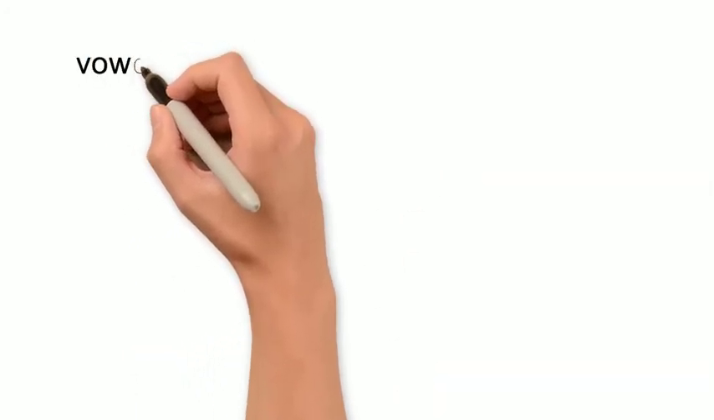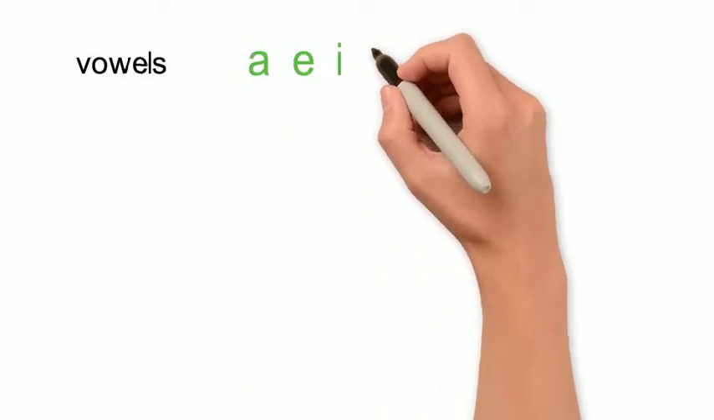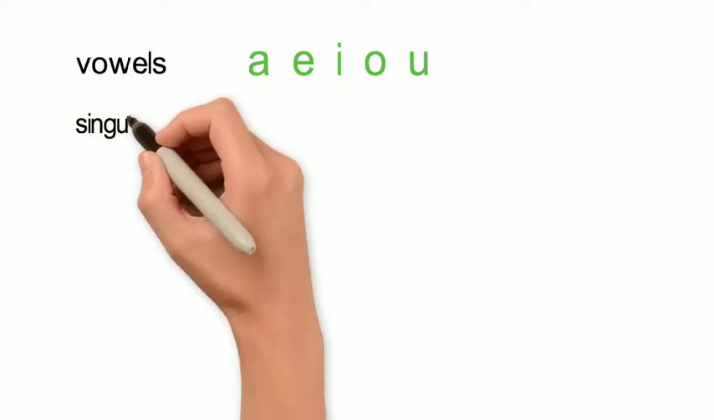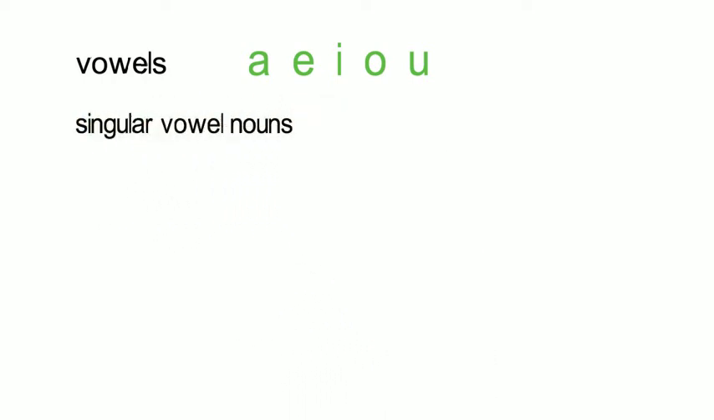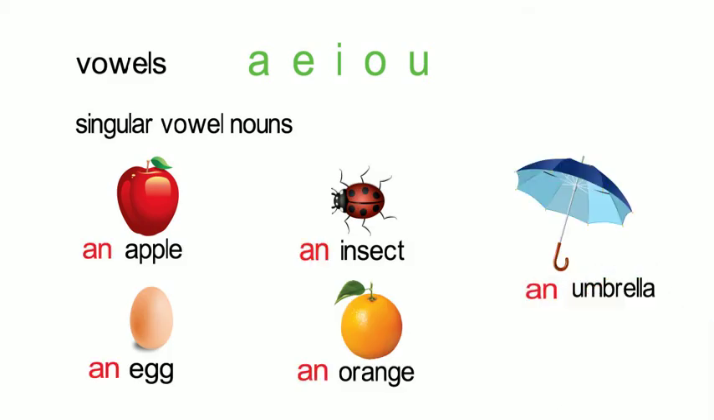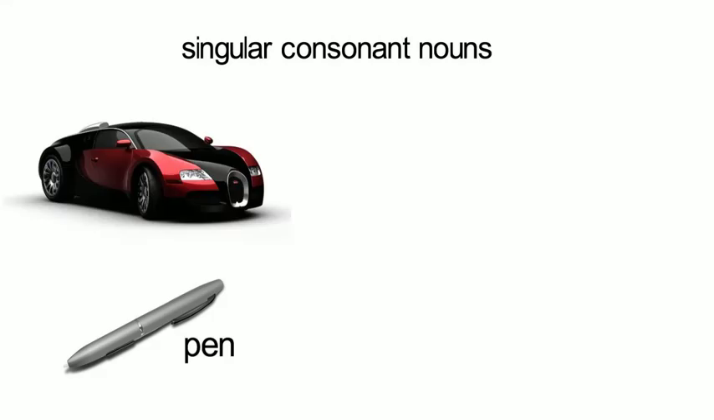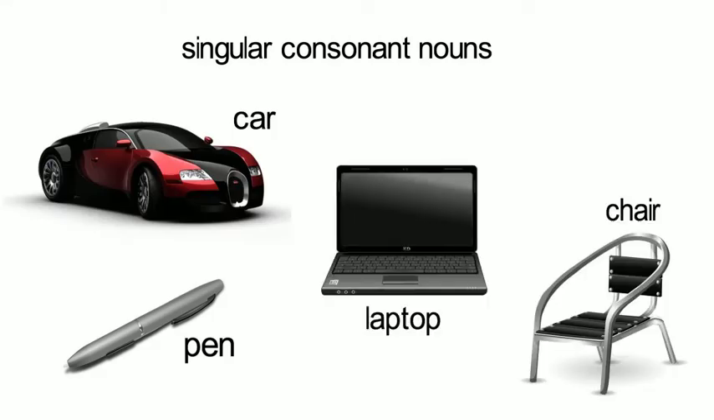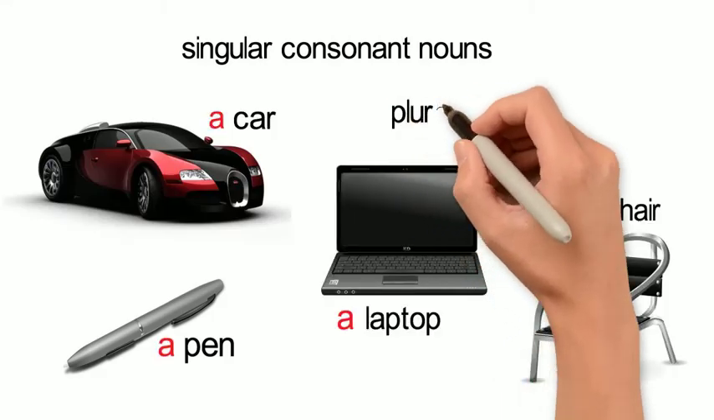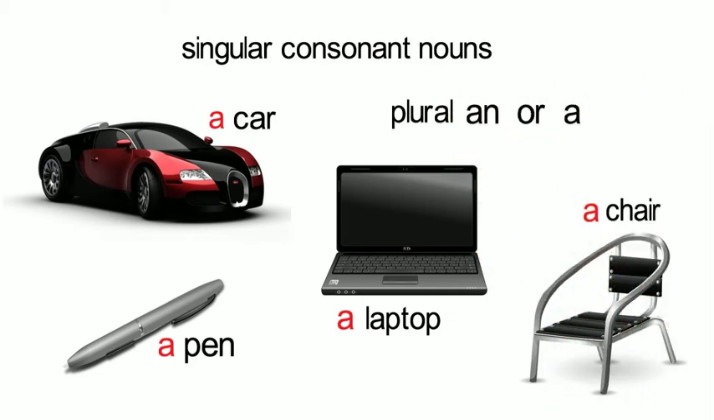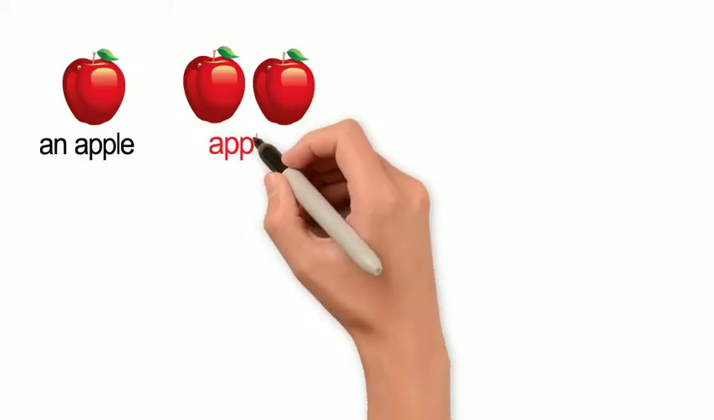If a noun begins with a vowel, which is a, e, i, o, or u, then a singular noun often has an in front of it. But if it begins with a consonant, then it has a in front of it. However, if it is plural, it does not have an or a. So an apple becomes apples.